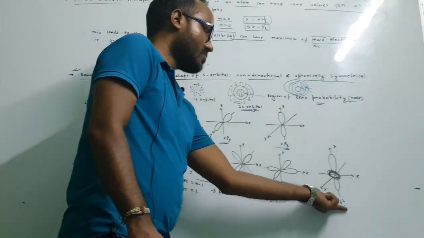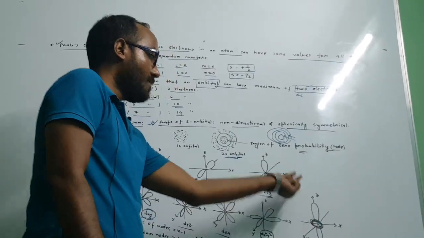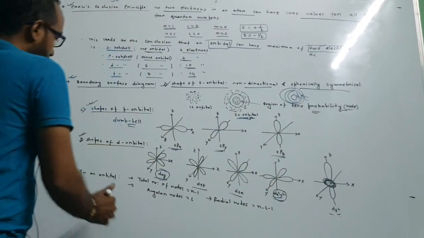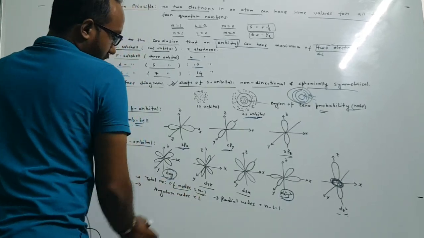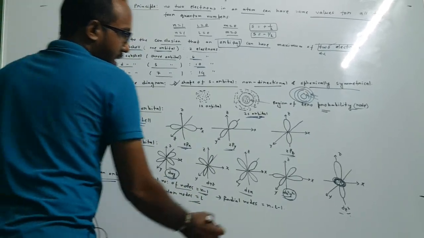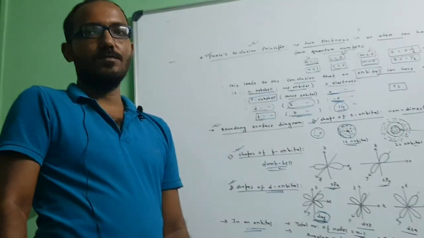And in dz² we have an electron cloud, or a ring, around the z axis. Now in an orbital, always remember, the total number of nodes is n minus 1, angular nodes is l, and radial nodes would be n minus l minus 1.